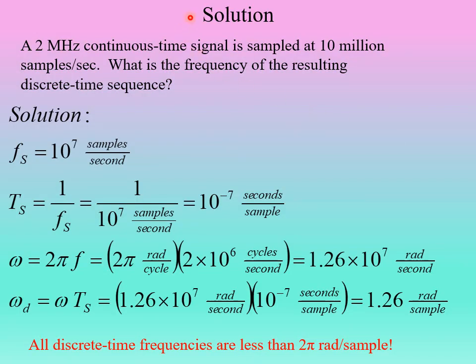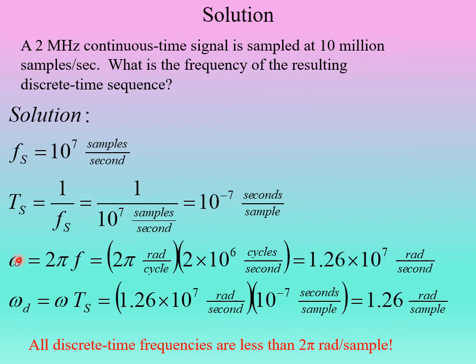All right, so here's the solution to our activity. Again, we've got this 2 megahertz continuous time signal, sampled at 10 million samples per second. We want to figure out the frequency of the resulting discrete time sequence. Our sampling frequency, f sub s, is 10 million samples per second, so that's 10 to the 7th samples per second. Our sample period, t sub s, is 1 over the sampling frequency, so 1 over 10 to the 7th gives us 10 to the minus 7 seconds per sample. In other words, that's 1/10 of a microsecond per sample.